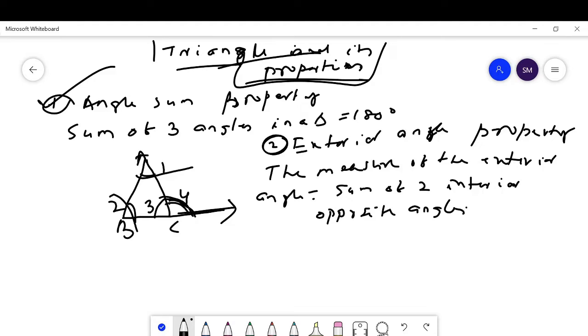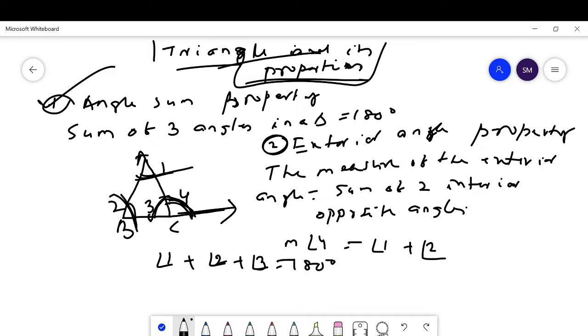Here angle 4 is the exterior angle. Angle 3 is the interior adjacent angle. Angle 1 and angle 2 are interior opposite angles. So the measure of angle 4 is equal to angle 1 plus angle 2. Then we have to prove that the sum of three angles in a triangle is 180 degrees. Means we have to prove that angle 1 plus angle 2 plus angle 3 is equal to 180 degrees. Here we know that angle 4 is equal to angle 1 plus angle 2.